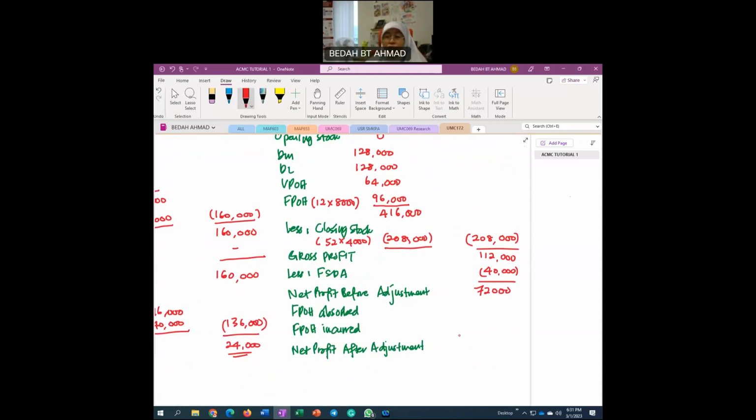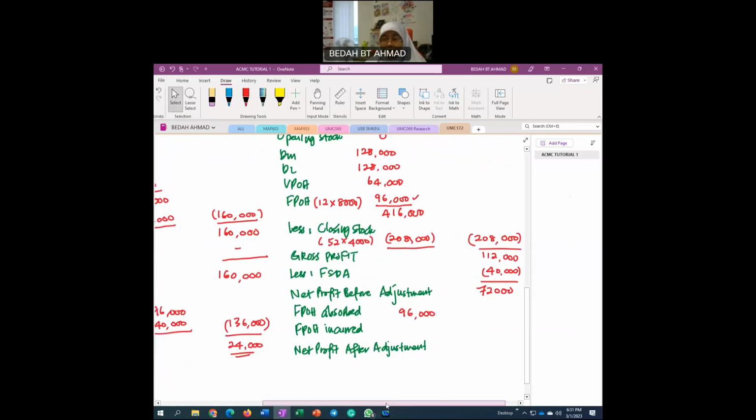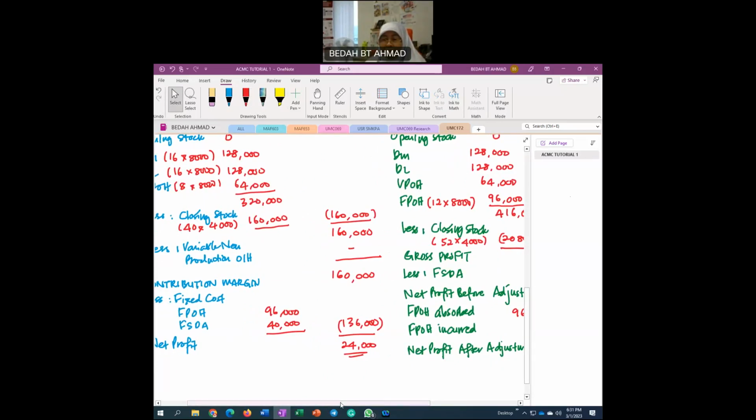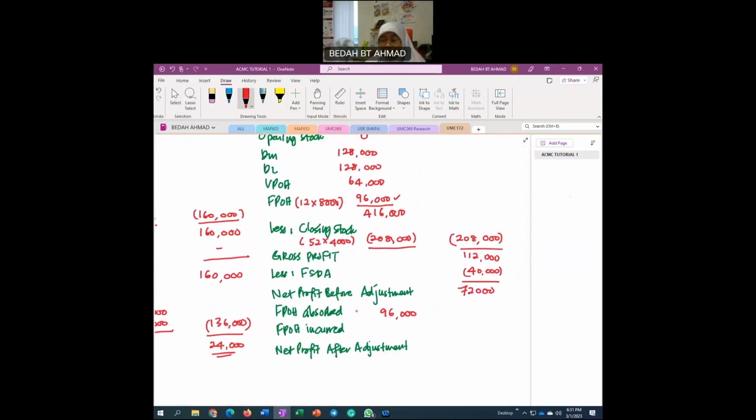So the fixed production overhead absorbed, this is as per absorption costing, which is 96,000. And fixed production overhead incurred, we take as per AC, 96,000. So coincidentally in this question, the fixed overhead absorbed and incurred are similar. So there is no over or under absorption. So the net profit before adjustment is similar to the net profit after adjustment. So there's no need to do the over or under absorption.